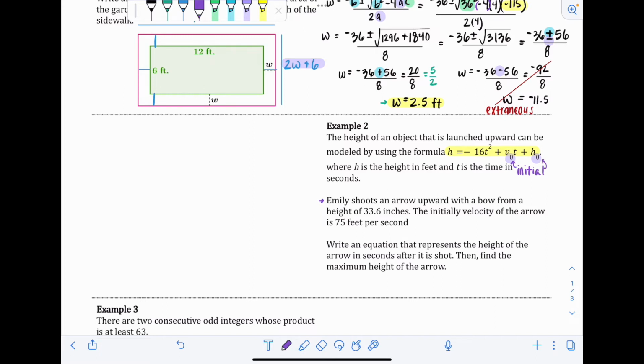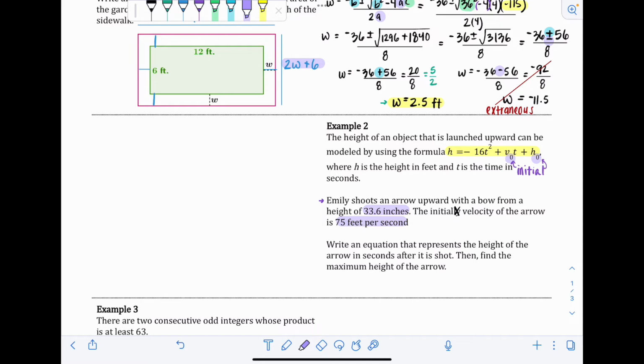And then starting with the second paragraph section, Emily shoots an arrow upward with a bow from a height of 33.6 inches. The initial velocity of the arrow is 75 feet per second. Write an equation that represents the height of the arrow in seconds after it's shot, and then find the maximum height.